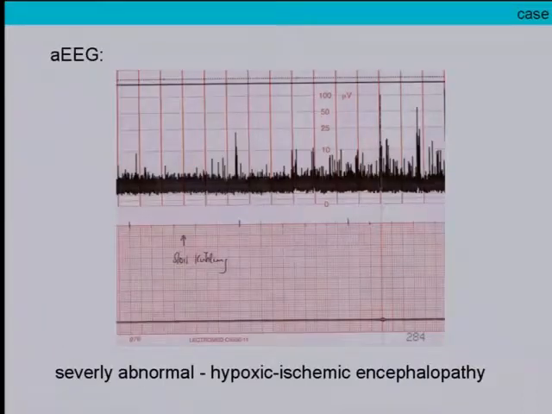Next. This is the corresponding AEG. You have already learned that the lower background voltage is below 5, and even the upper background voltage is less than 10. So this is a severely asphyxiated, suppressed AEG. Next.